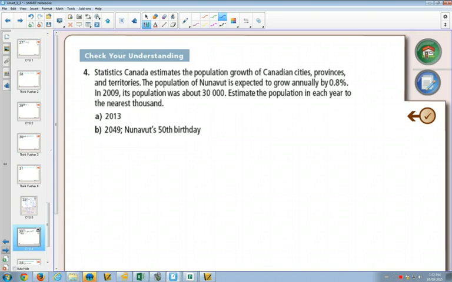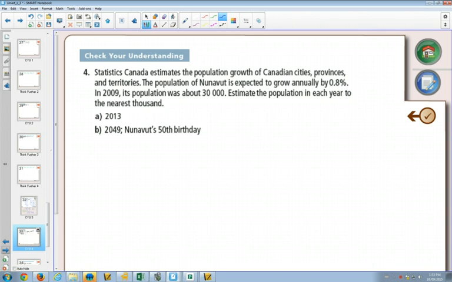So here we've got some information from Statistics Canada, and the population of Nunavut is expected to grow annually by 0.8%. In 2009, its population was about 30,000, and we're supposed to estimate how much it's going to be in 2013 to the nearest thousandth. Because it's already an estimate to begin with, and we're making projections, so we know it's not going to be for sure. We can make a formula for this.